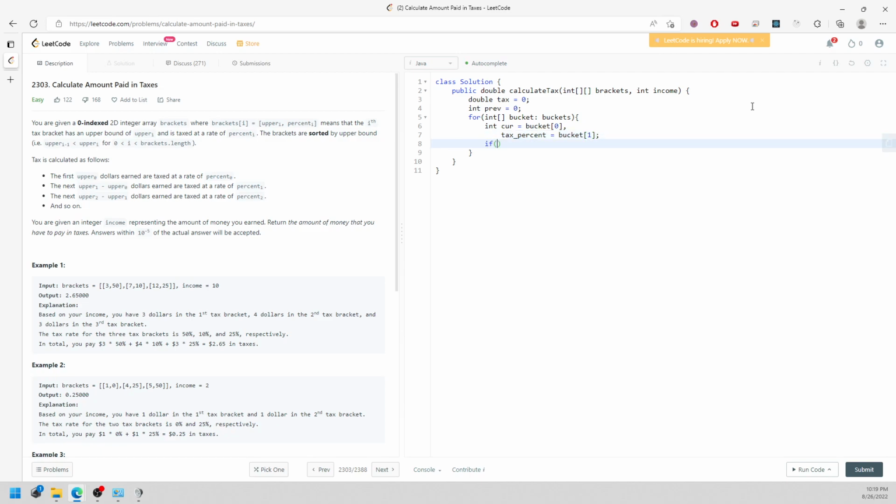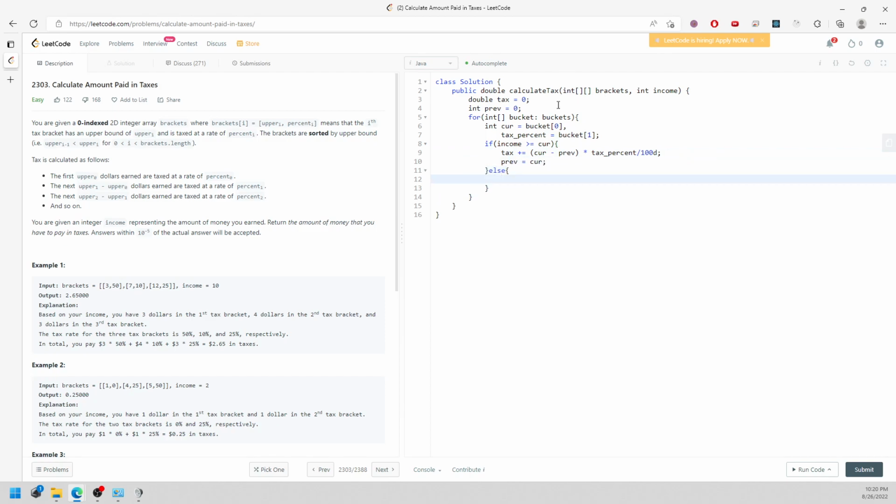Now we need to check if the income is greater than or equal to the current value, which means it is in range. Then we can keep adding to the tax: the current minus the previous, multiplied by the tax percent divided by 100D. The D represents a double, so you need to convert to double, since 50 is an integer. Then you store your previous as current. This is pretty much the idea.